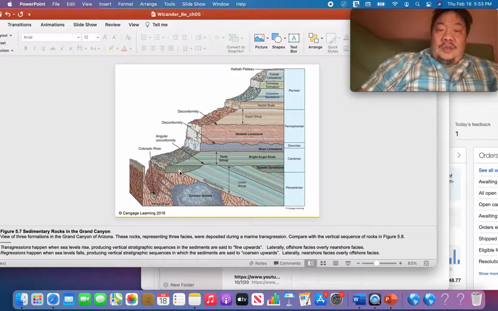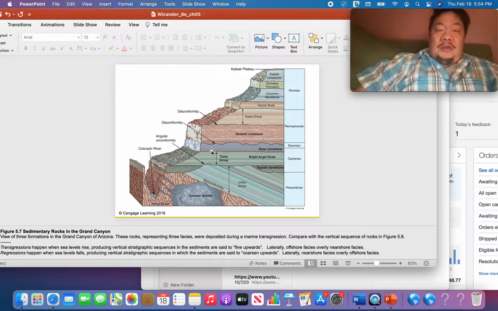You also have a fourth unconformity here, a nonconformity, where you've got, whenever you see this pattern here, like this, that's metamorphic rocks. And this is igneous here. Zoroaster granite is igneous. So underneath this unconformity surface, you have igneous and metamorphic rocks. Therefore, this must be a nonconformity. So we actually have four unconformities: a nonconformity here, angular unconformity, disconformity, and disconformity.